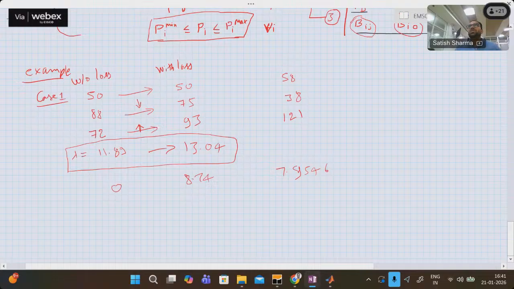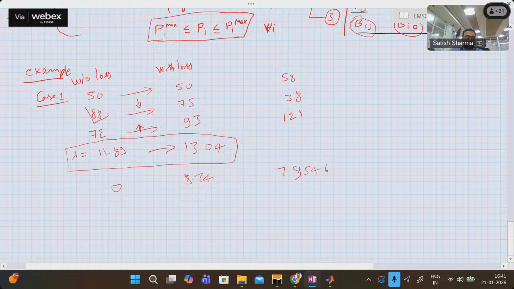Anyone who wants to answer? Yes, anyone of you? Why is this change there? Yes, thank you for the answer. Loss coefficients.